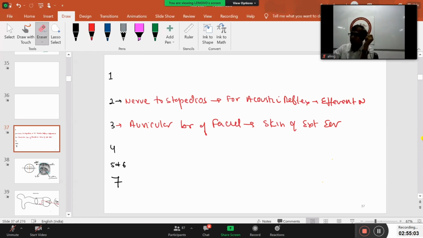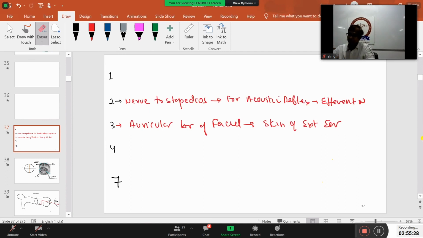Fifth and sixth, I've written them together. You can ignore this. We're not going to discuss. They're not important. So forget these 2. Now, how many left to discuss? 3 nerves. Isn't it? And these 3 nerves are the most important branches of the facial nerve that you have. So these 3 main branches are very, very important.